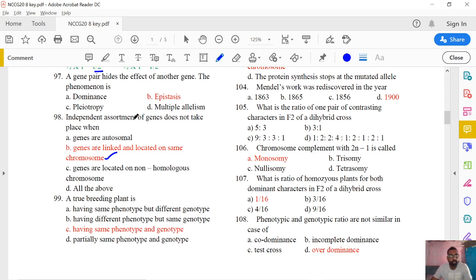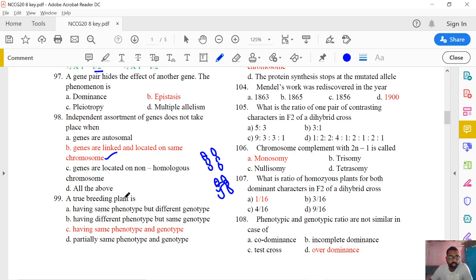So independent assortment does not take place when the genes are located on the same chromosome, but when they are present on the non-homologous chromosomes. See, this is one homologous chromosome pair. This is another homologous chromosome pair. So one gene is here, the other gene is here, present on non-homologous chromosomes. Yes, they are not linked, therefore there will be independent assortment.